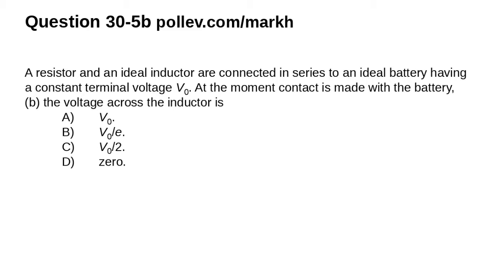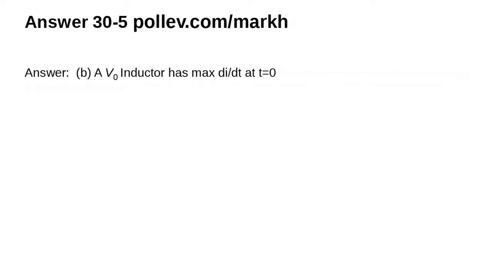Okay, so far I've had 3 people go for A, so voltage is V0 across the inductor, and 4 people go for D, it's 0. Okay, so what we're looking for is, the answer is V0. Option A, answer is V0.